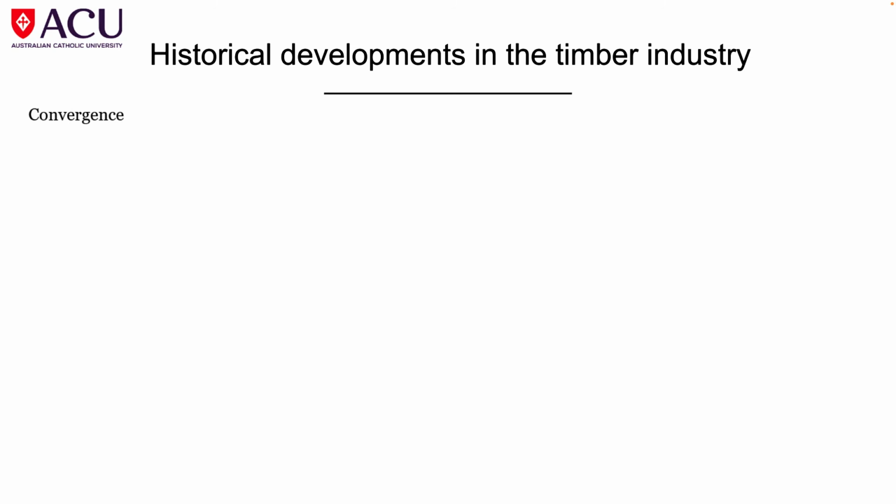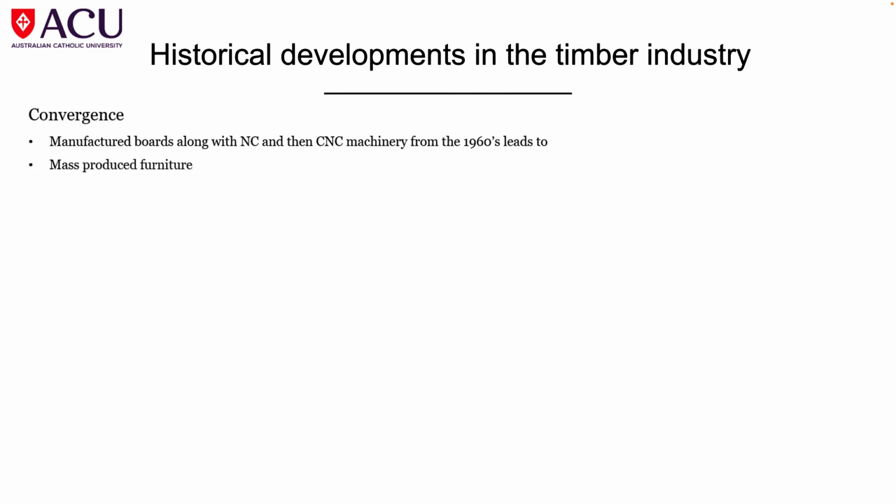And that's what I'm talking about now: convergence. We're talking about a convergence of a range of technologies to create a new thing. So manufactured boards, along with numerical control and then CNC machinery from the 1960s, lead to mass-produced furniture. This is where furniture is now changing quite dramatically. Flat packing comes along as a concept.